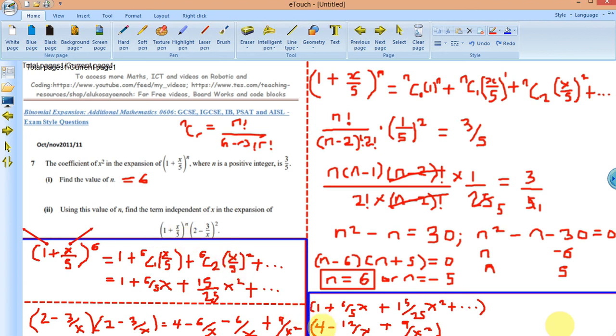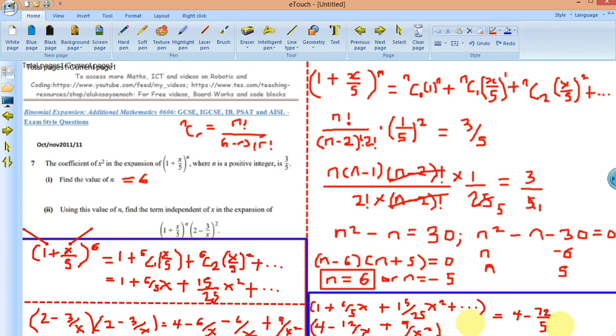So the term independent of x, this multiplied by this will give me 4, then minus. Now this is x, this is x down, so the denominator we cancel this one now. So I'll end with 6 over 5 times 12, so that is minus 72 over 5. Guys, hope you understand what I did here. 6 over 5 x times minus 12 over x, so that will give you that. Then 15 over 25 x squared times this one, x squared will cancel out.